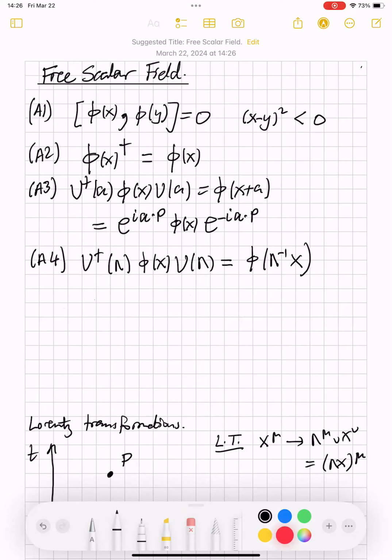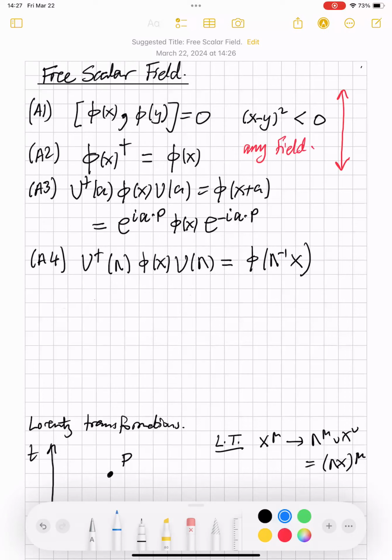Now, let's just pay attention to one thing. So these first two axioms over here, the fact that space-like separated fields commute, and the fact that the field is Hermitian, this must be true for any field that we choose to consider.